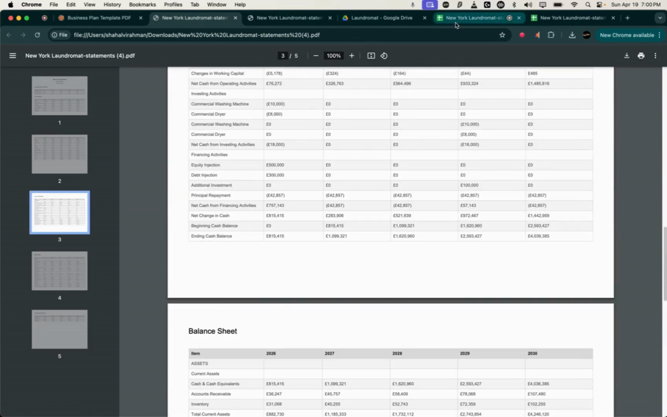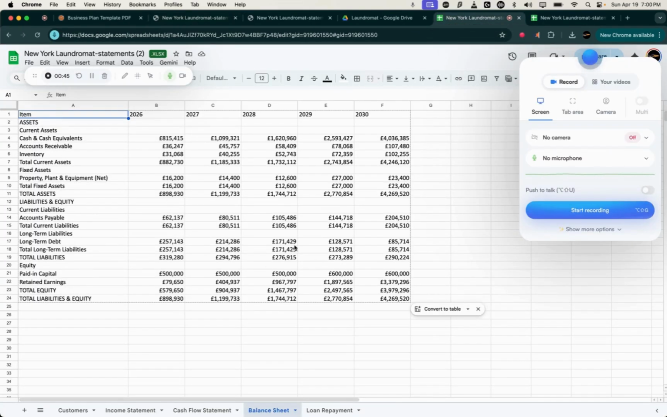If you want to make any changes, if you want to modify this further, you can do so in the Excel file, and just download the PDF from here as well. So it totally depends on you.